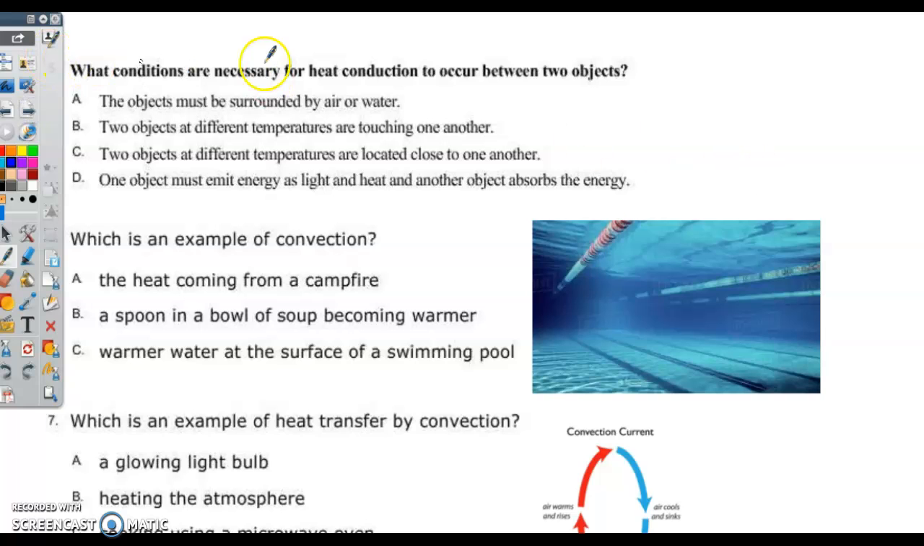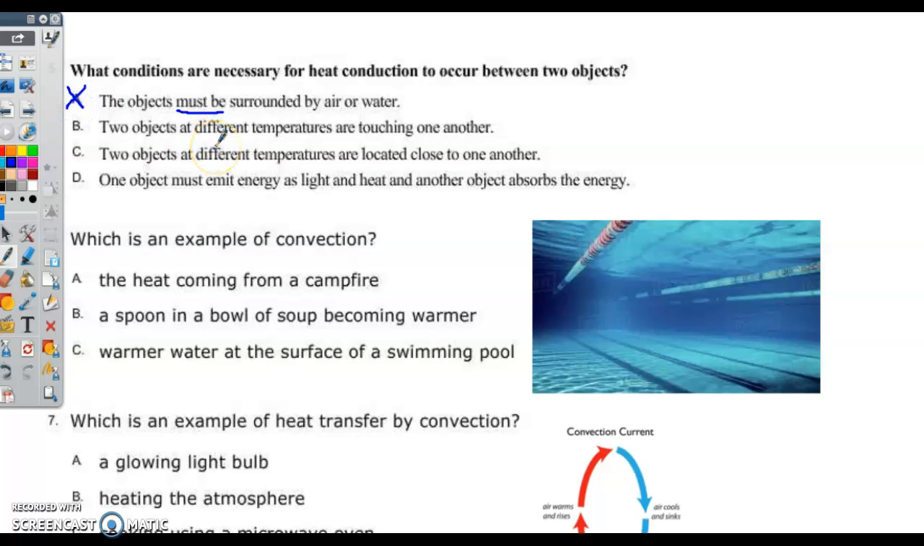All right, number 5. What conditions are necessary for heat conduction to occur between 2 objects? I'm going to go ahead and tell you right now, I don't like this question at all. Because the objects must be surrounded by air or water. I think that must be is what eliminates this answer. Do they have to be surrounded by air and water? No, they can be, but it's not a must. But that's a little tricky for 5th graders, I think. So I don't like that answer.